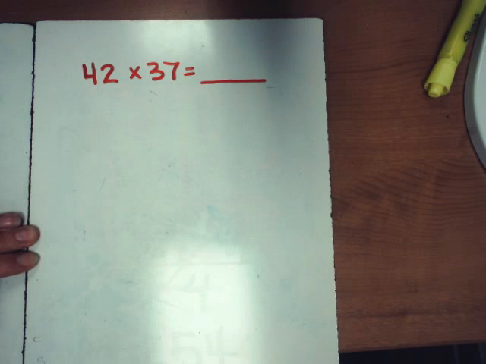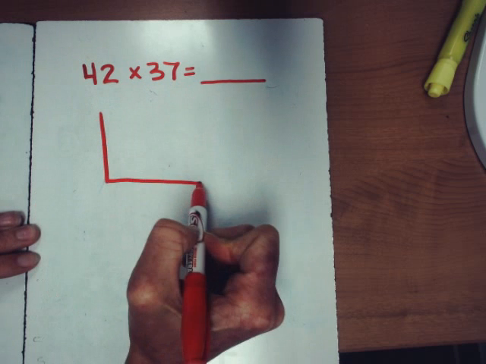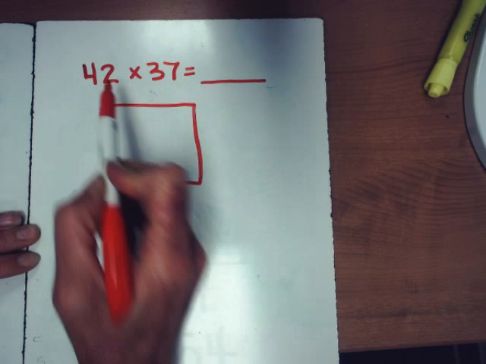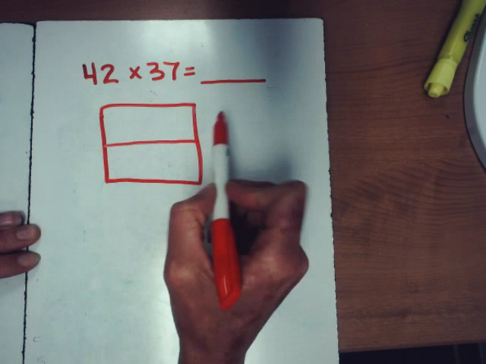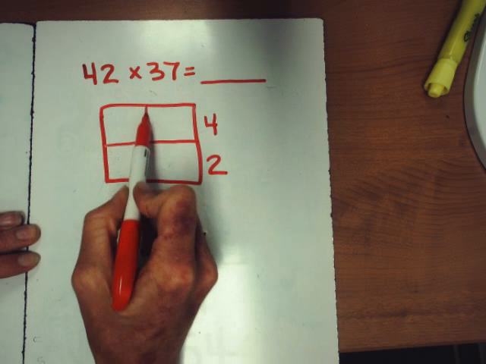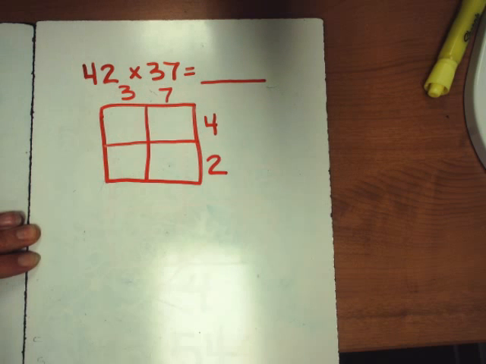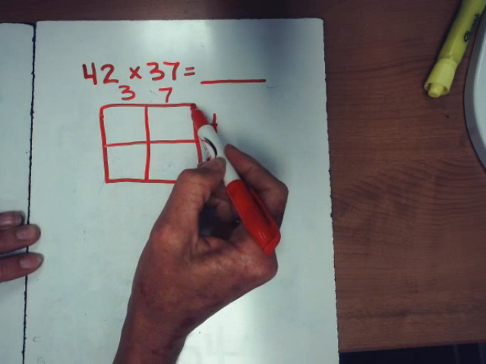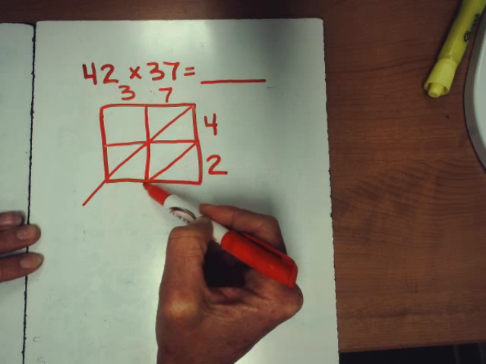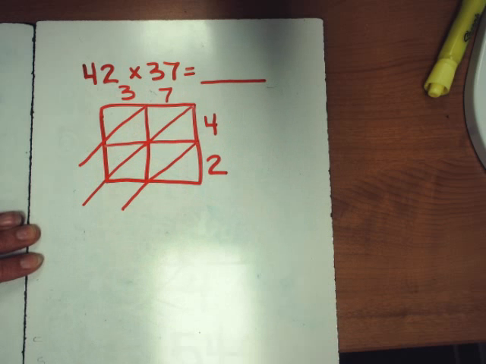To begin with, first we need to draw the lattice. And the lattice is a grid. This is going to be a 2 by 2 grid because my first factor has 2 digits, so it needs 2 rows. My second factor also has 2 digits, so it needs 2 columns. Next step in drawing the lattice is to make the diagonal lines down through the rows and columns, through the array. Right, so now our lattice is ready for multiplying.